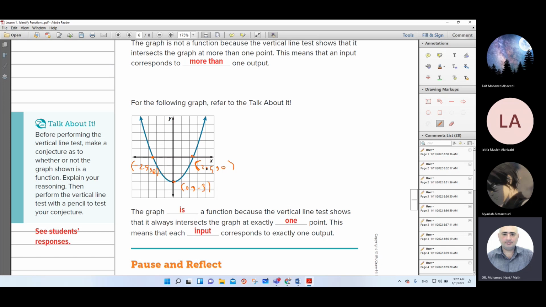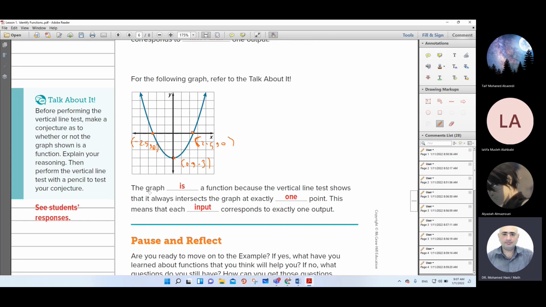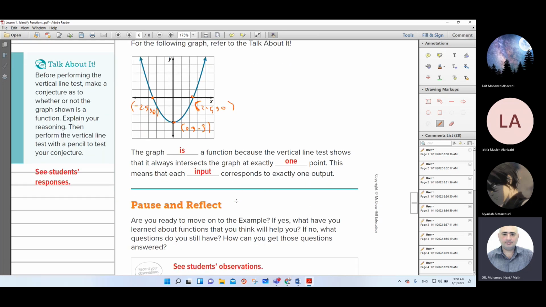So the value of x here is 2.5, here -2.5, here 0. So the values of x are not repeated more than 1 time, which means this is a function. So the graph is a function because the vertical line test shows that it always intersects the graph at exactly one point. This means that each input corresponds to exactly 1 output.